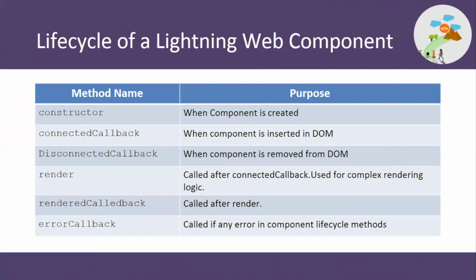So when a component is inserted into a DOM, you have a connected callback method. When a component is removed from the DOM, you have a disconnected callback method. When a component is ready to be used, there is the render method which gets called. And after the render completion, there is a rendered callback method, which basically signifies that the rendering is complete, right? And last, if you get any error in any of the lifecycle methods, there is an error callback method which gets called. So these are the typical methods.